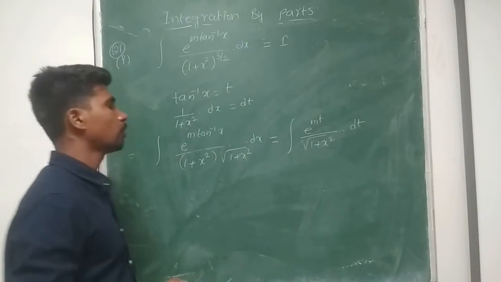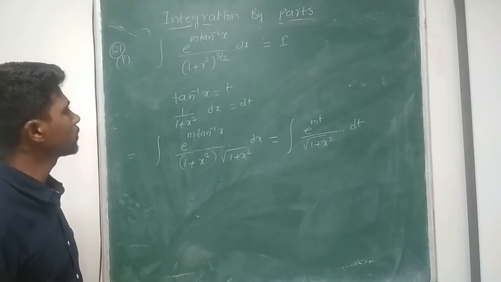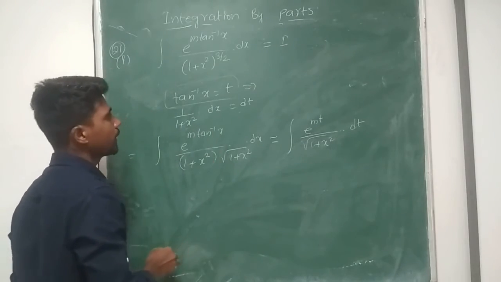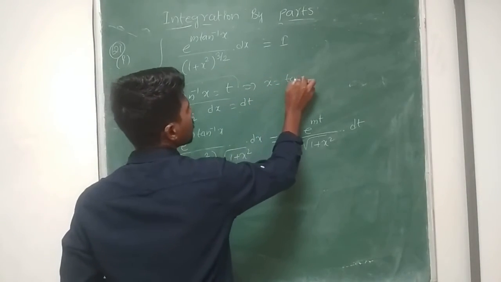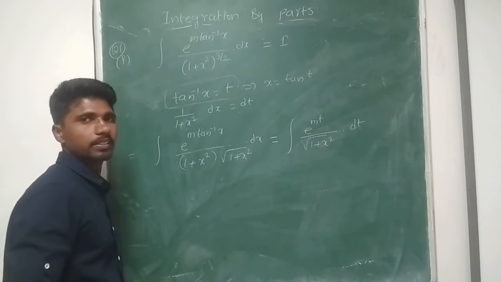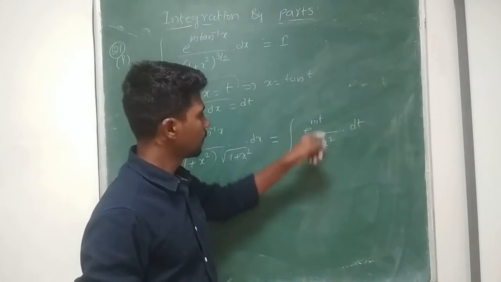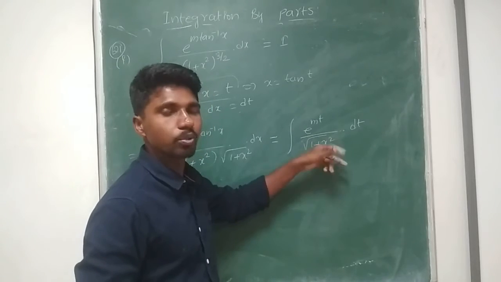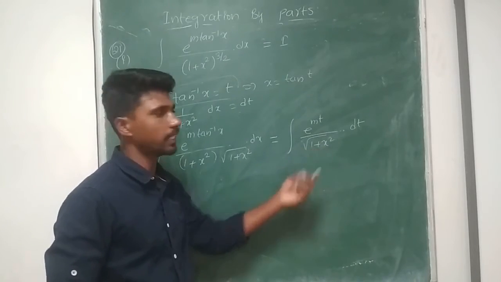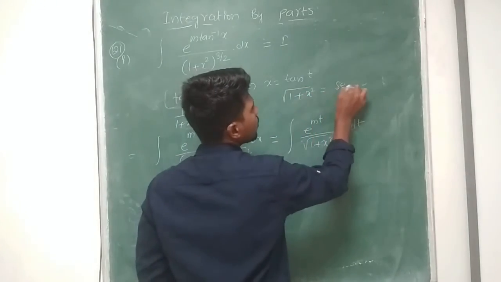So only one thing left over, that is nothing but 1 plus x square. To simplify that 1 plus x square, I use this particular statement. From this I can write x as tan t. If x is tan t, 1 plus tan square t is nothing but secant square t. Yes or no? So root secant square t is nothing but secant t. So we get root of 1 plus x square, which is nothing but secant t.